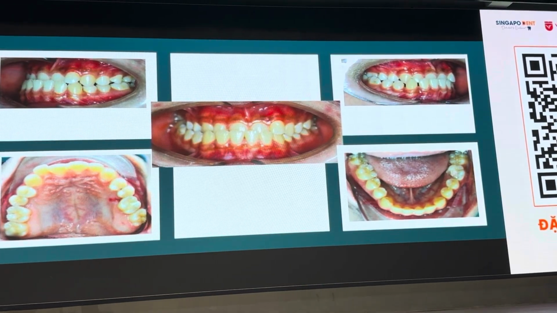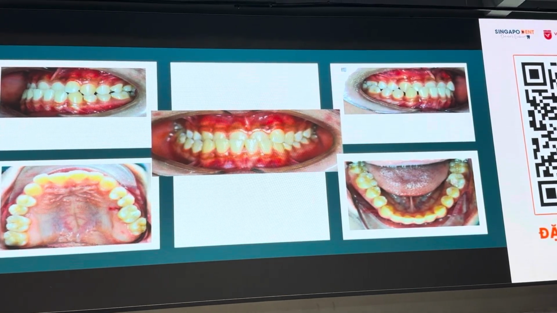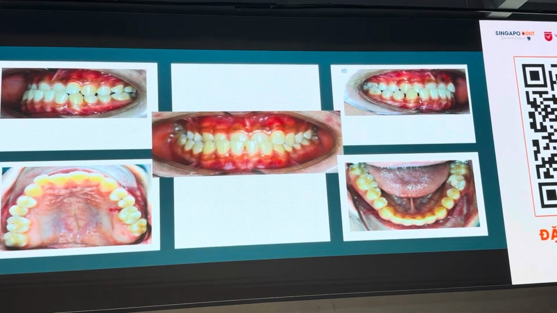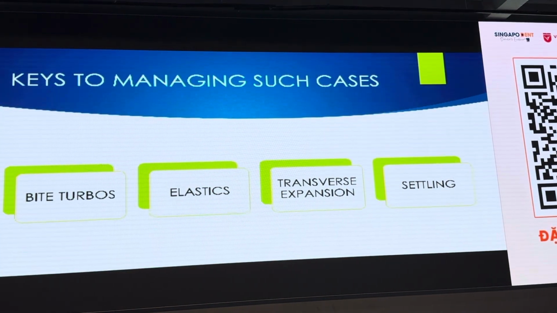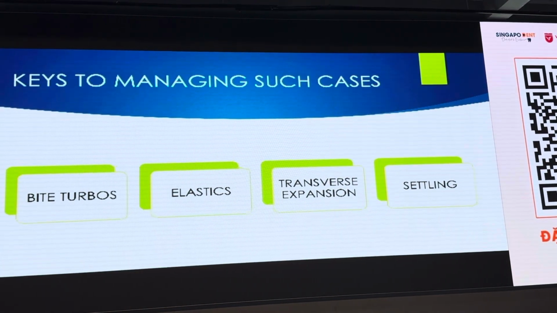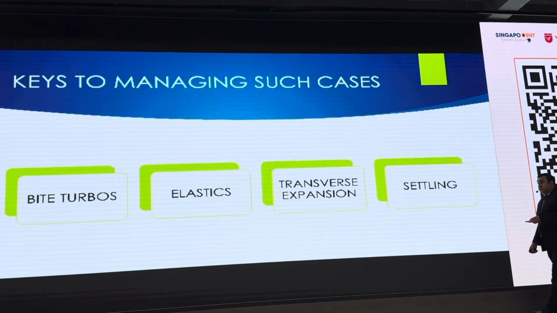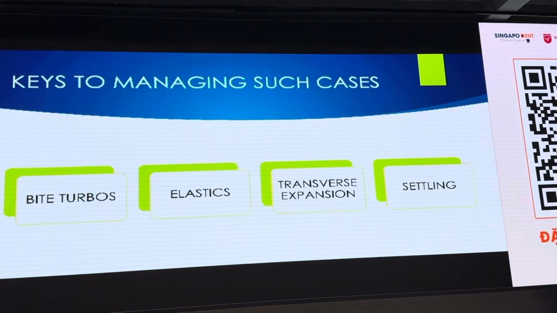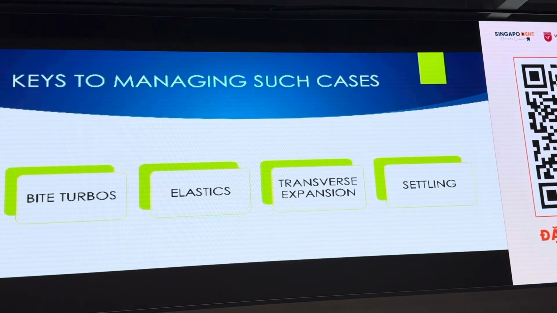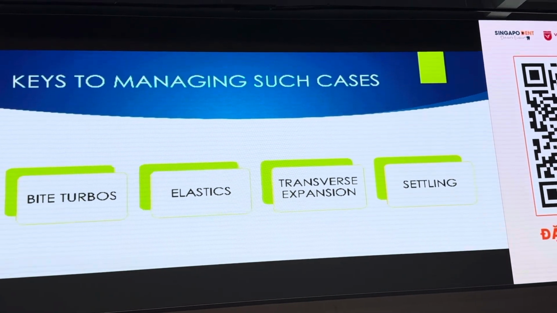So we have to level both the upper and the lower arch, flatten the occlusal plane, and try to get the molars and the canines back to their normal position. He also has a shift. These are the keys I keep reinforcing again and again. We have bite turbos for disocclusion of the anteriors. We have inter-arch elastics to bring the lower arch back to a more normal position. We carry out a little bit of transverse expansion and leveling so that we can correct the crossbites.